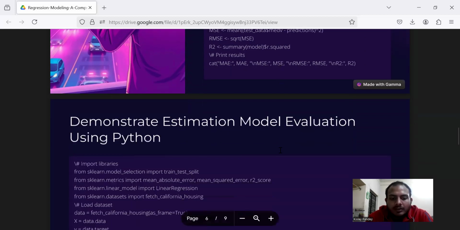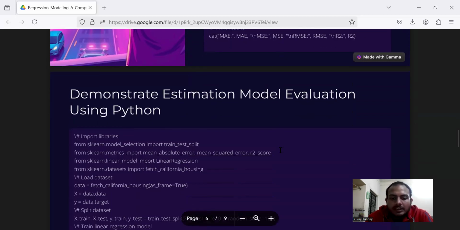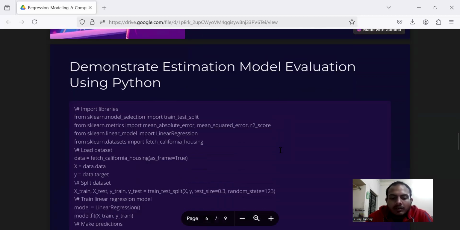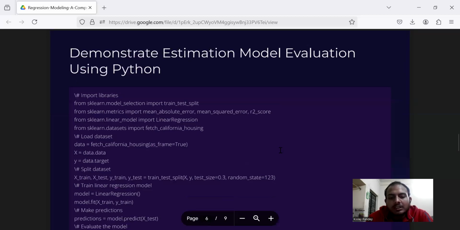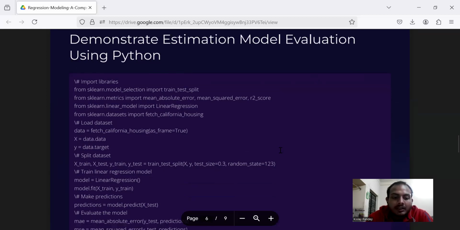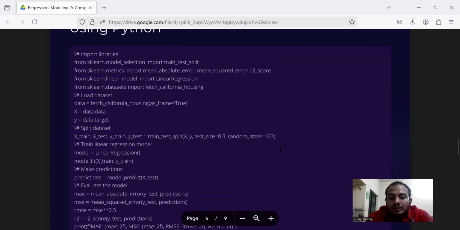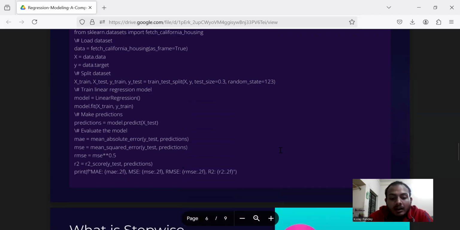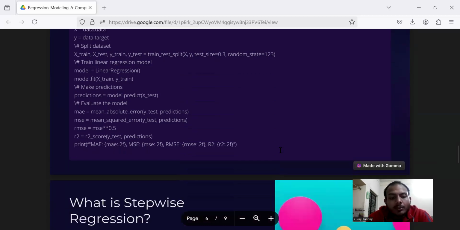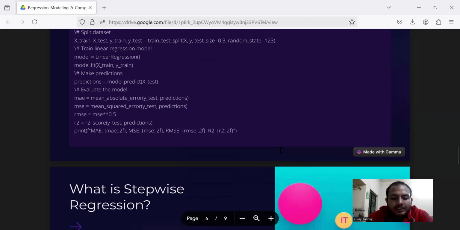In Python, we use libraries like scikit-learn for a similar process. Load the California housing dataset and split it into training and testing sets. Train a linear regression model. Use the trained model to predict the outcome on the test set. Evaluate the model using metrics like MAE, MSE, RMSE, and R squared. Both R and Python offer efficient tools for regression modeling and evaluation.